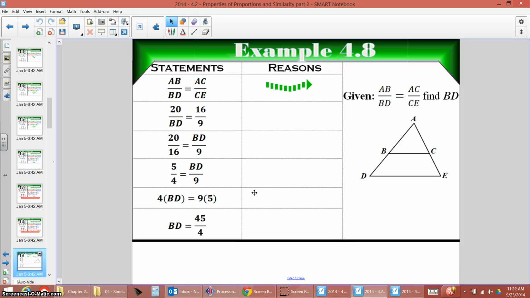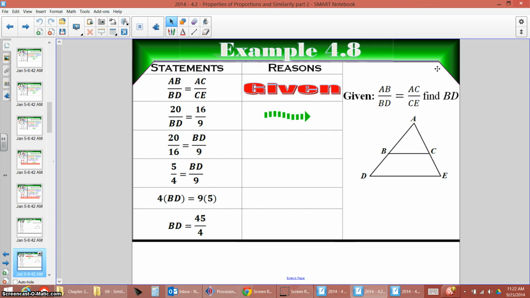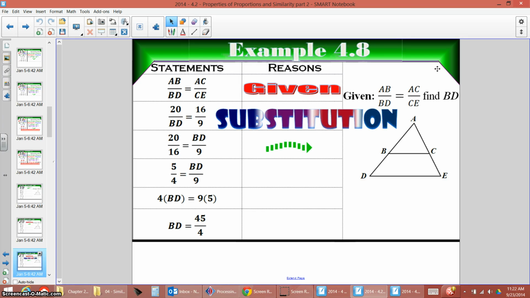Okay, right here. Here we're doing it now. Instead of doing it with numbers, we're going to do it with segment lengths. So if we're given that AB equals BD and AC equals CE, we're going to find out what BD is. Okay, so we're still going to end up with the given. Now we've got some information. We're going to substitute in the information. On your diagram in your notes, it should look like this with the information. AB is 20, 16, and 9. And we're going to substitute that in.